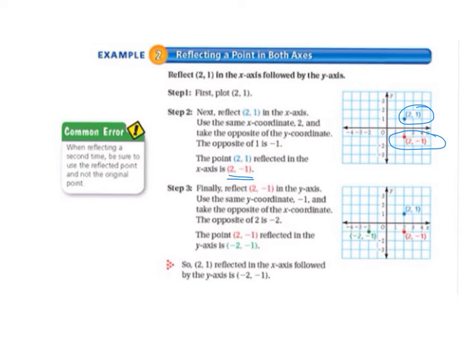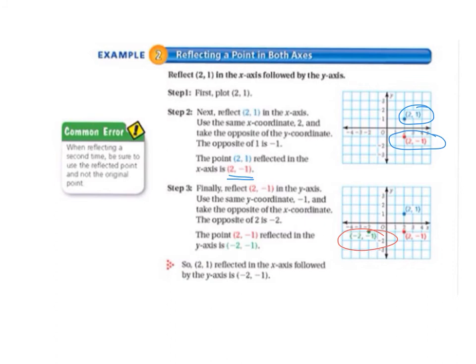And step 3, we reflect 2, -1 in the y-axis. So we use the same y-coordinate, which is -1, and take the opposite of the x-coordinate. So the opposite of 2 is -2. So the point 2, -1 reflected in the y-axis is -2, -1, right there.